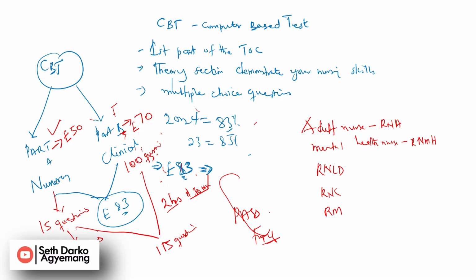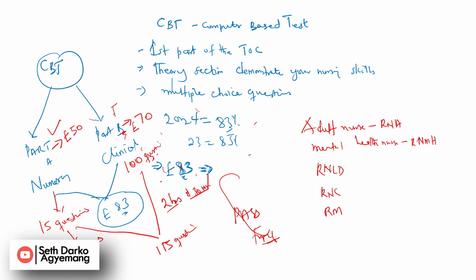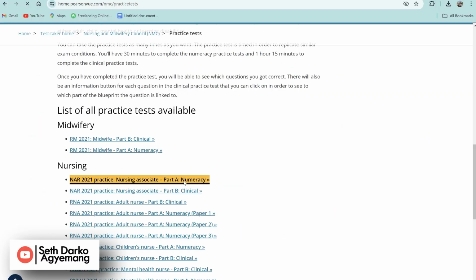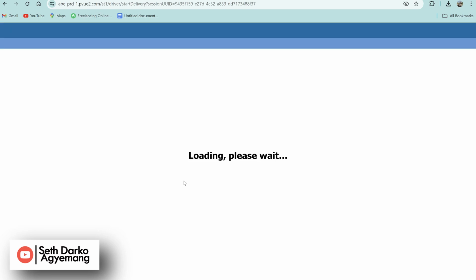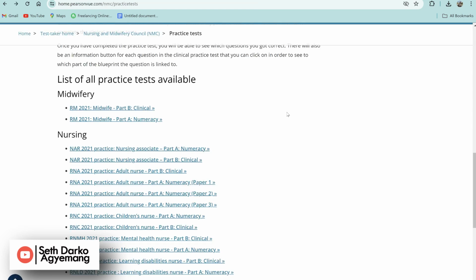Now let's go and look at a similar example of how the CBT questions look like, so that at least that helps you to prepare. So we're going to start with the numeracy. Let's see how it goes. Where I am now is on a Pearson website, they've got some practice tests you can jump onto to see how the CBT feels like.